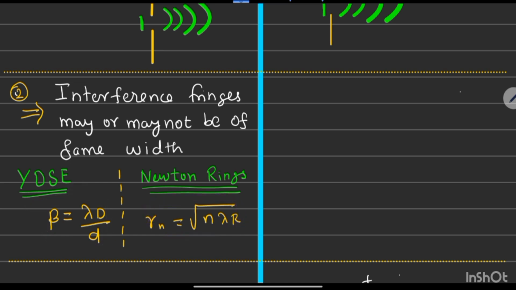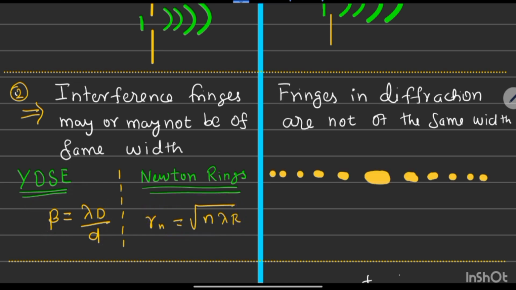Newton's rings experiment. And in diffraction, if you see the central bright fringe, it is wider than the first order bright fringe, the first order maxima, and the first order maxima is wider than the second order, and it keeps on decreasing when you go away from the central maxima.